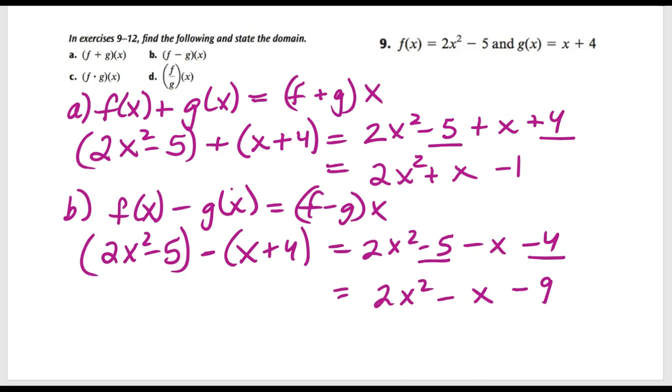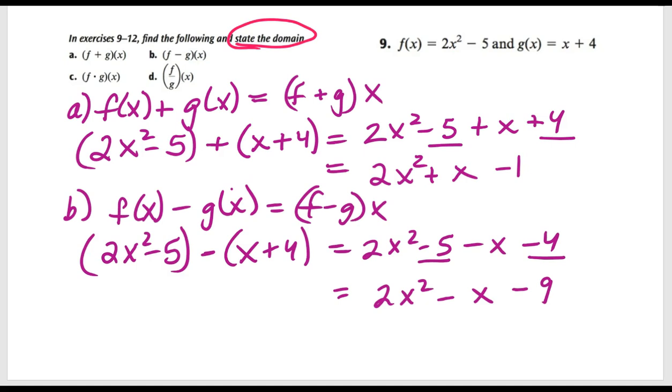Okay, oh, we forgot. We're also supposed to state the domain. Now the domain, these are my allowable x values, my inputs. Okay, so when we combine these functions, we have to realize that the domain of the combined functions is the intersection of the domains of each.